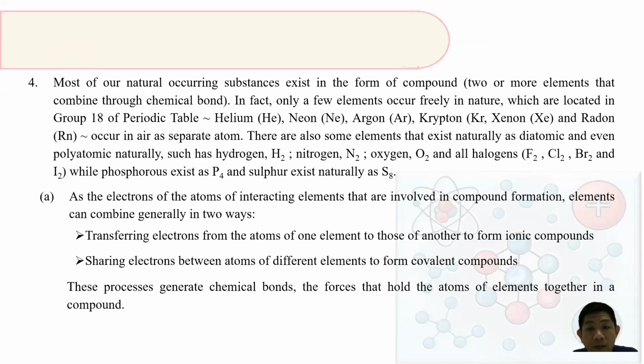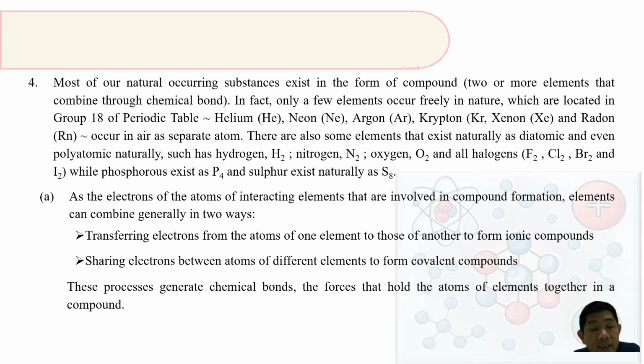atoms. However, there are also some elements that exist naturally as diatomic or polyatomic, such as hydrogen, H2, nitrogen, N2, oxygen, O2, and all halogens, F2, Cl2, Br2, and I2. While phosphorus exists as P4, sulfur exists as S8.